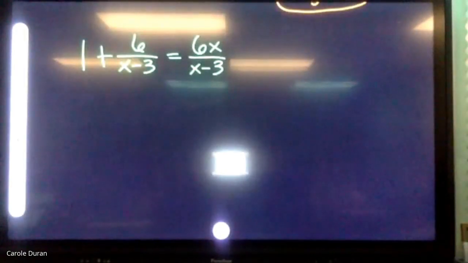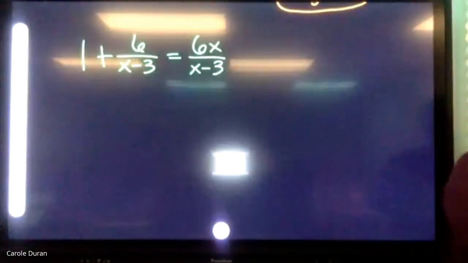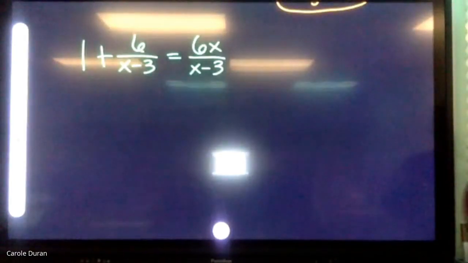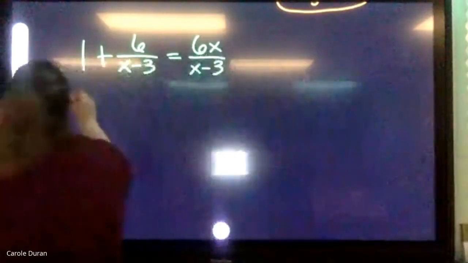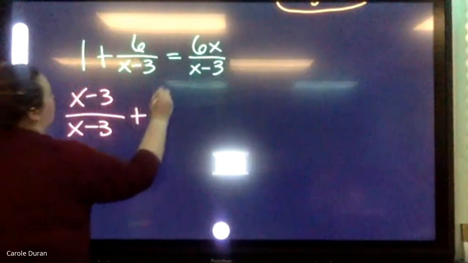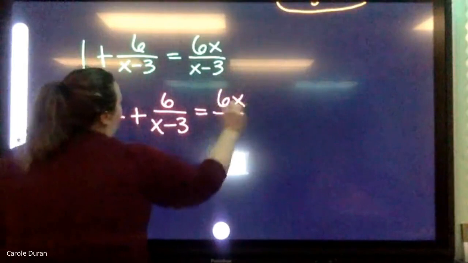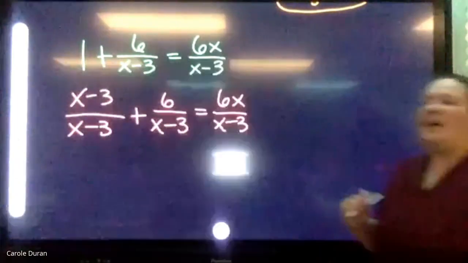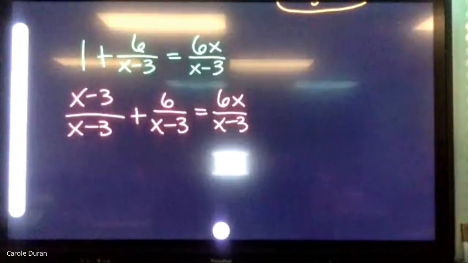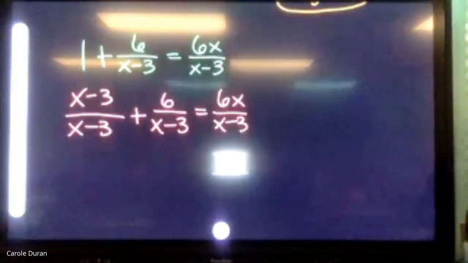I multiplied x minus 3 to the 1 because it's a fraction. Okay, do we multiply it just as x minus 3, or do we do x minus 3 over x minus 3? Over, just check it. So she multiplied x minus 3 over x minus 3 into the first fraction because it was the only one that didn't have the same denominator. When I did that, I get x minus 3 over x minus 3 plus 6 over x minus 3 equals 6x over x minus 3.